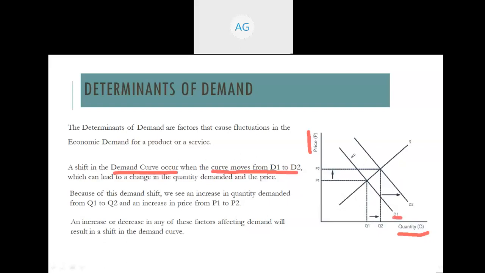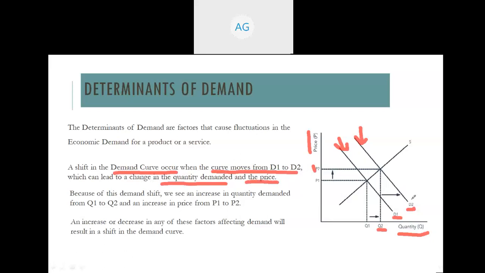You can see this line. But as the quantity has increased from Q1 to Q2, and price has increased from P1 to P2, the demand also increases from D1 to D2, which is shown by this line. So a shift in the demand curve occurs when the curve moves from D1 to D2, which can lead to a change in the quantity demanded and the price.